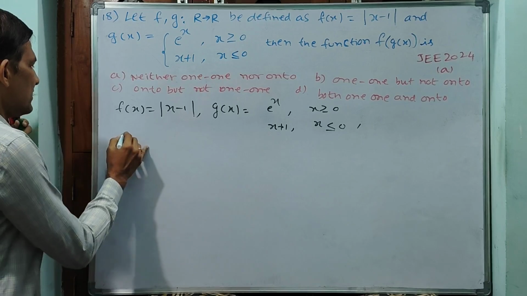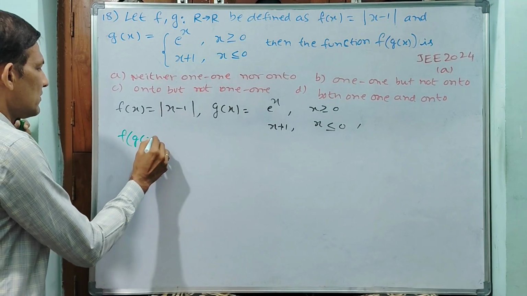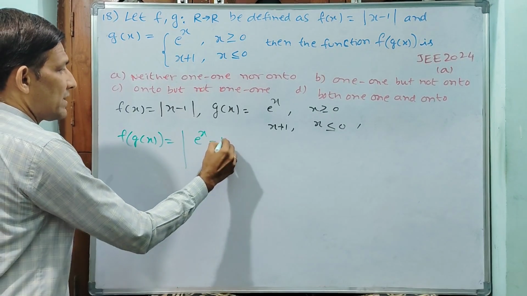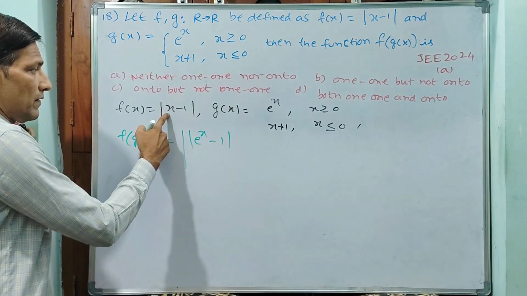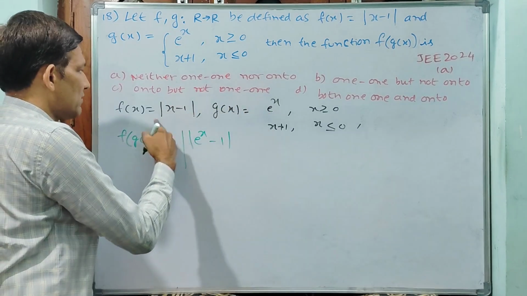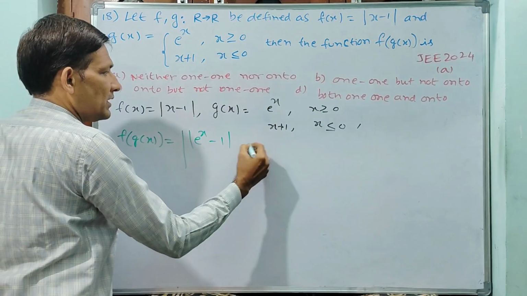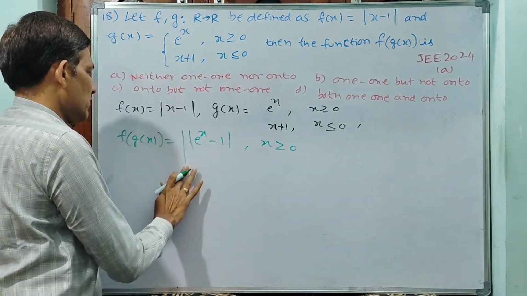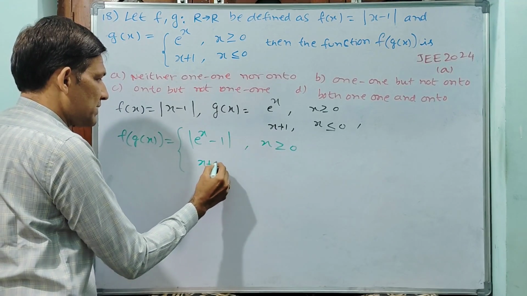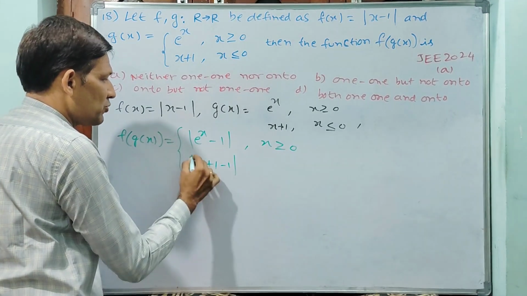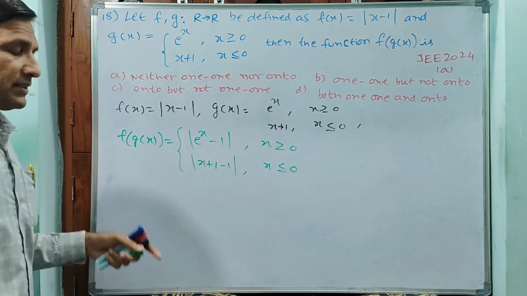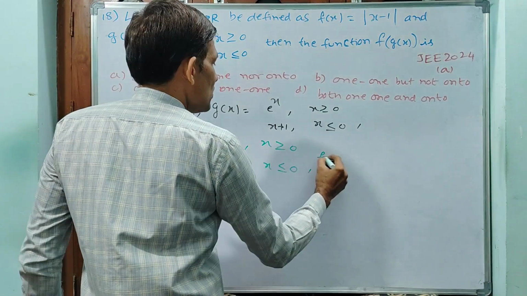Let me write. f of g of x is equal to e power x minus 1, but modulus, because g of x is e power x. In place of e power x you have to keep modulus of e power x minus 1, where x is greater than or equal to 0. Again x plus 1, that means x plus 1 minus 1, but this should be inside modulus, where x is less than or equal to 0. Is this correct? Yes.